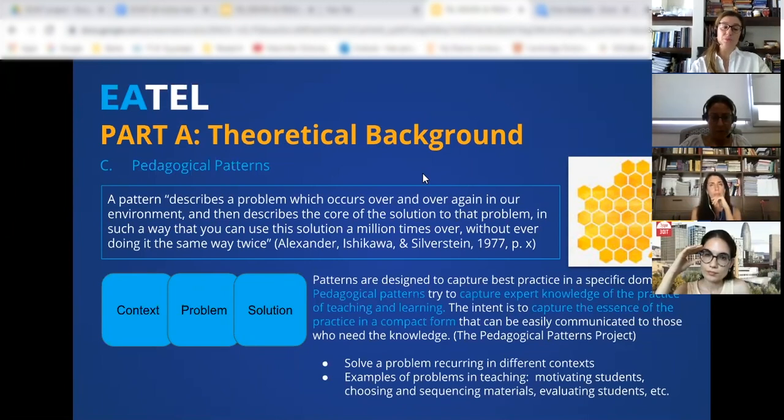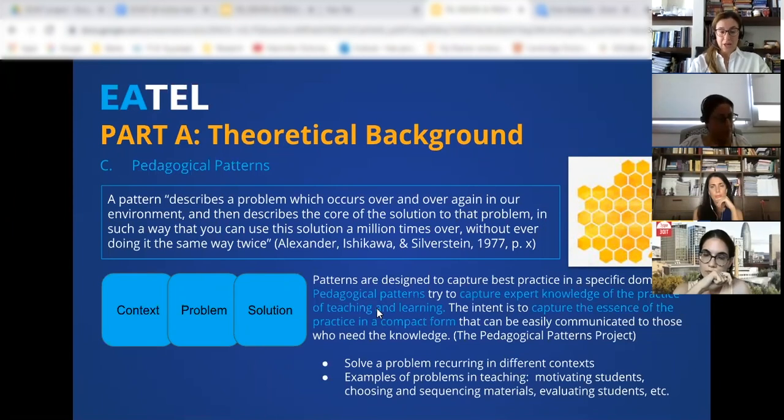Even though patterns in this broader sense have been used for centuries, and they're not necessarily a human creation, like for instance, the beehive pattern, which you can see on the slide here. The term pattern has been used in pedagogy. So basically, it can be claimed that patterns are designed to capture the best practice in a specific domain.